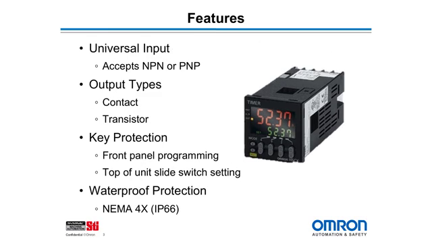Other key features of the H5CX-N are the universal input. It will accept an NPN or PNP, and this is depending on how you wire the unit. Next are the output types. These are model number specific. We have a contact output, which is a single pole, double throw, rated for 5 amps, or a transistor output, which features an NPN open collector.